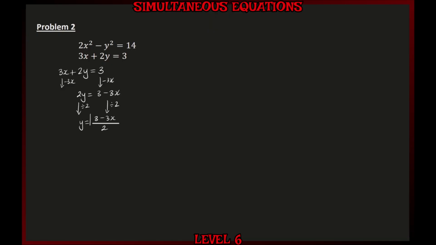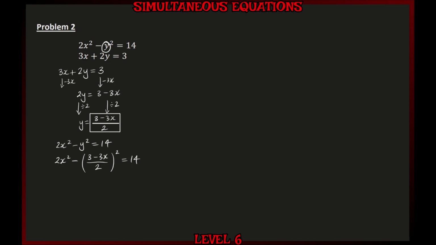And the reason that this is useful is that now that we know that y is equal to this fraction, in the first equation we can rewrite y as 3 minus 3x over 2. So the first equation, 2x squared minus y squared is equal to 14, becomes 2x squared minus, and then in brackets we have 3 minus 3x over 2 squared, and that's equal to 14. And we now have an equation that's just completely in terms of x.